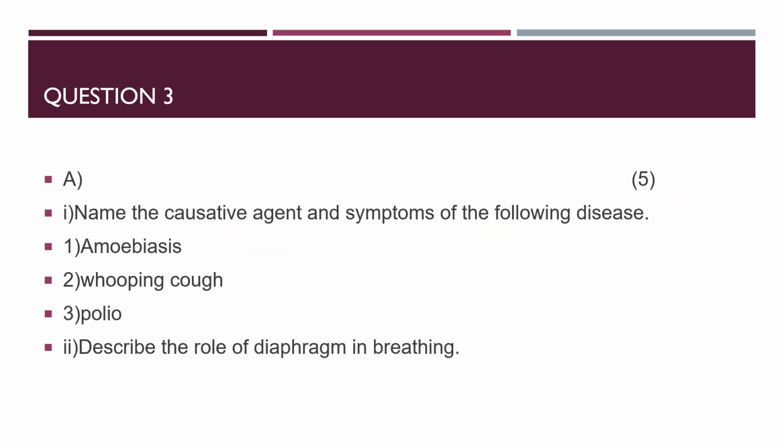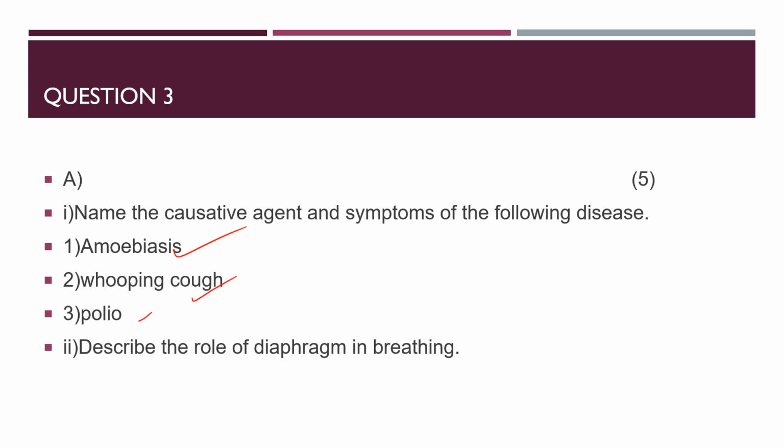Now name the causative agent and symptoms of the following diseases. The causative agent of amoebiasis is Entamoeba histolytica. Symptoms are abdominal pain, nausea, etc. Whooping cough is caused by Haemophilus pertussis. Symptoms are persistent cough, high fever and so on. Now polio is caused by poliovirus. Paralysis of the limbs is the symptom.